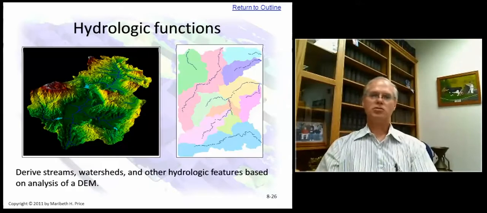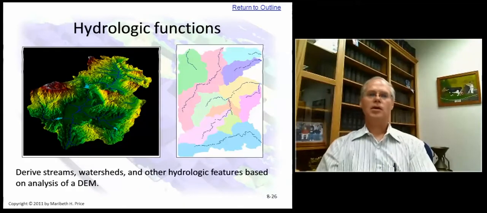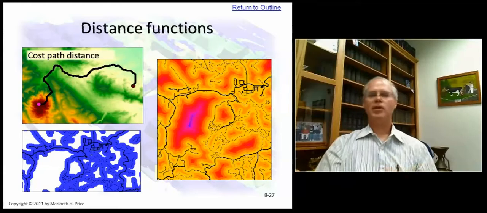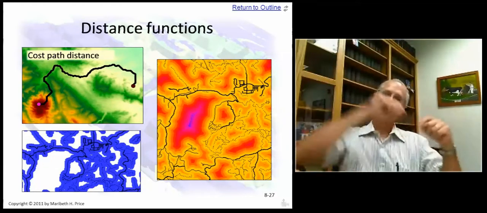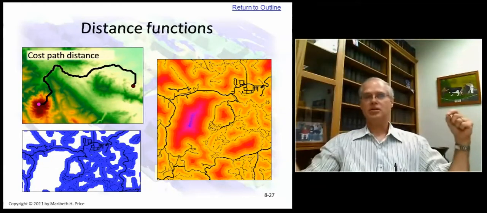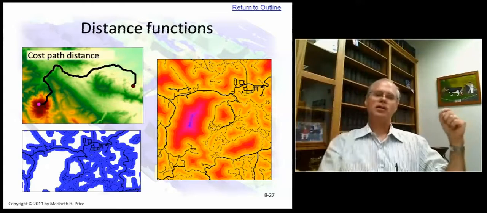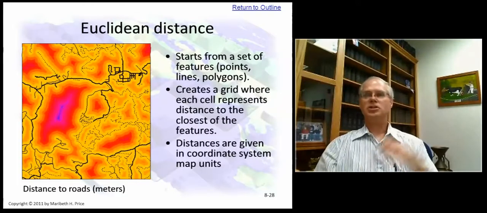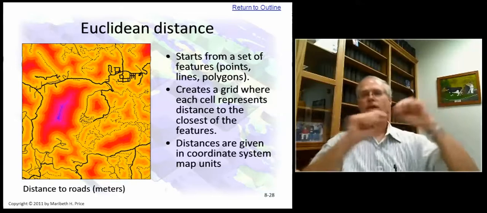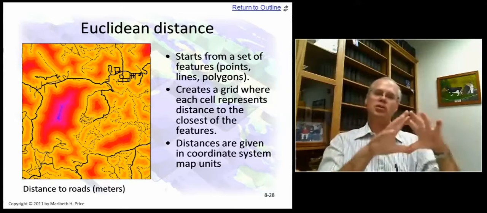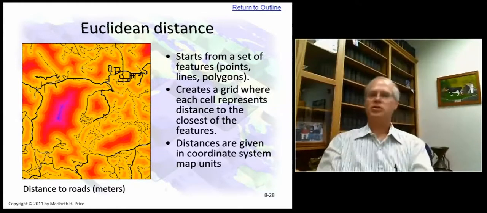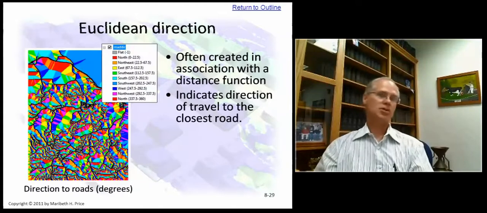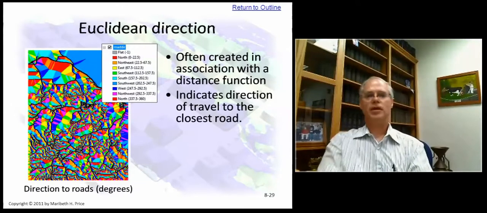Hydrological functions like streams, watersheds, where the water is going to go. Distance function: I can figure out the least cost path. In other words, from point A to B, a straight line is the shortest, but if that goes over a mountain, it's not the easiest. So by using a digital elevation model, I can determine what's going to be the easiest. Euclidean distance is basically the line of sight distance from a point to the next point. It creates a grid as far as how close things are to certain points, kind of like creating a buffer. And Euclidean direction tells you what direction you are from a certain point as you do a raster analysis.